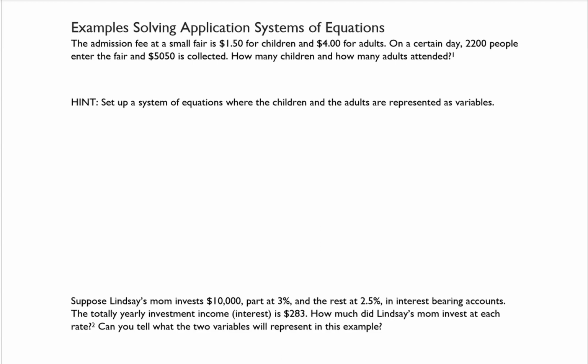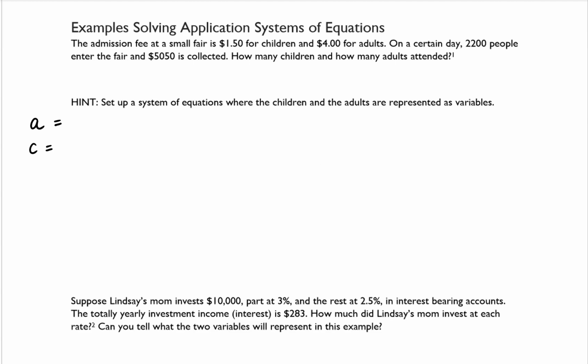The hint here tells you to set up a system of equations where the children and the adults are represented as variables. Now, one of the most important things that I can emphasize in these types of problems is you very firstly want to define the variables, but make sure you're very specific in how you define the variables. So I'm going to use two variables here. I'm going to use the variable A and the variable C. If you'd like to use different variables, that is totally fine. Just make sure that you are defining them very specifically.